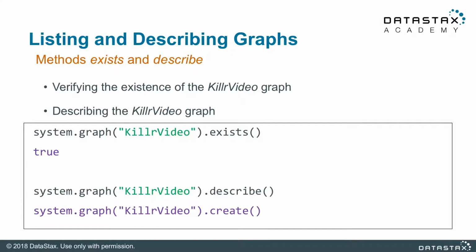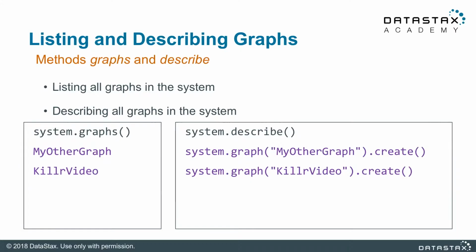The describe method of the system API is very handy to see the DDL that was used to create a graph. As we'll learn in later sections of this course, one can also use the describe method on a specific graph to get the DDL that was used to create the contents of the graph. Here we see some example code where we're looking to see if a graph named killervideo exists, and it does. We then use the describe method to see the DDL that was used to create the graph, and we see system.graph(killervideo).create was used to create this graph.